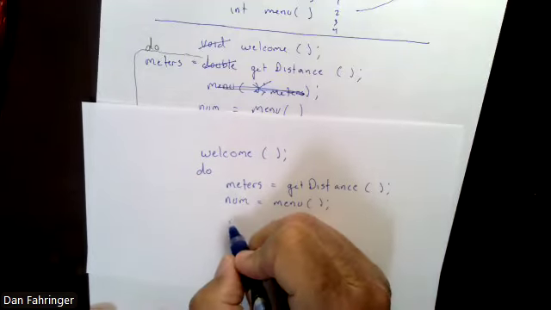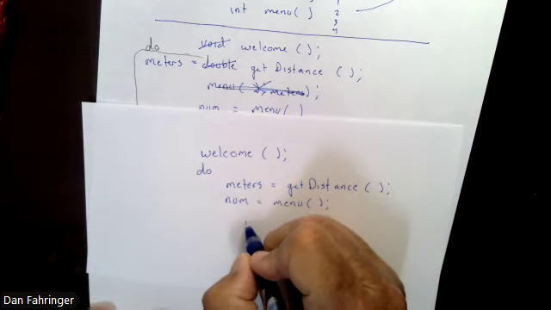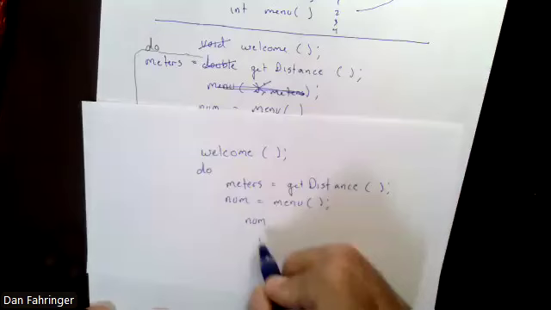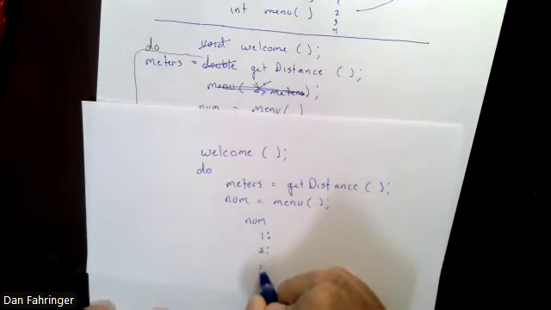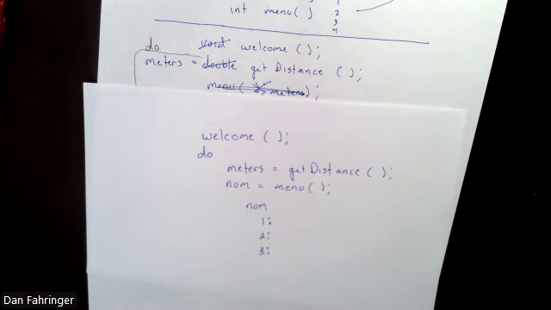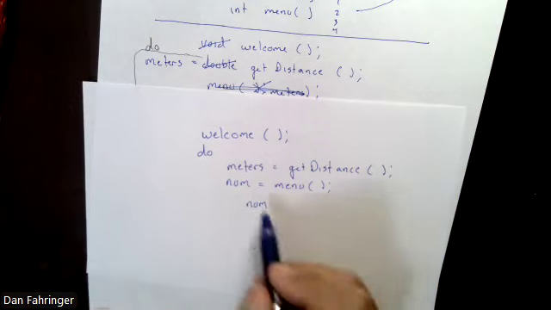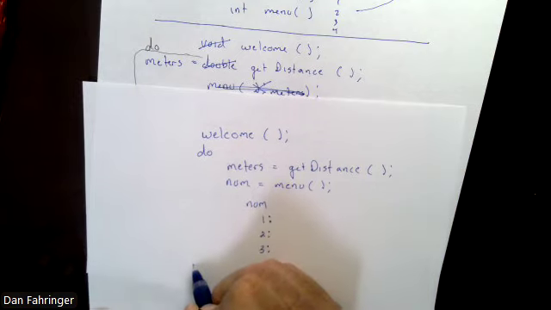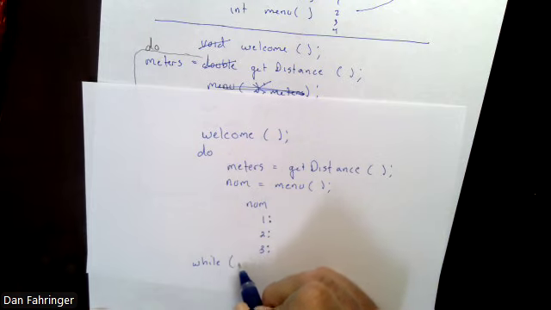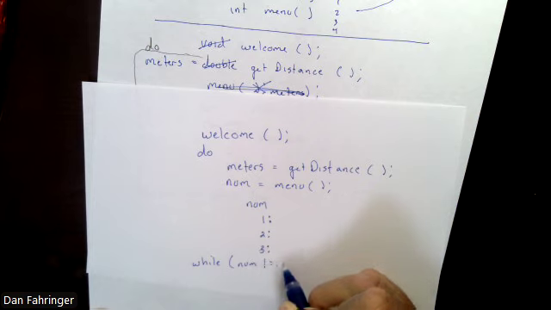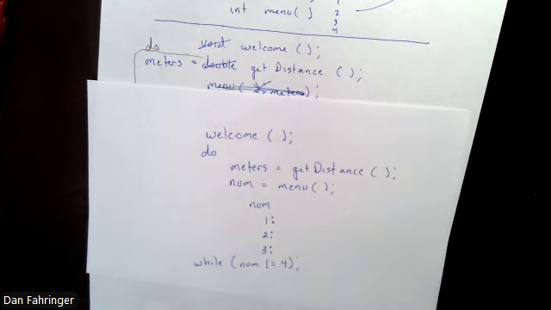Now I'm going to have a case statement, right? Depending on what num is, if it's a 1, a 2, or a 3, I'm going to call one of those other methods. I come out of there and I'm going to stay in this do loop while num doesn't equal 4. How's that for the main?